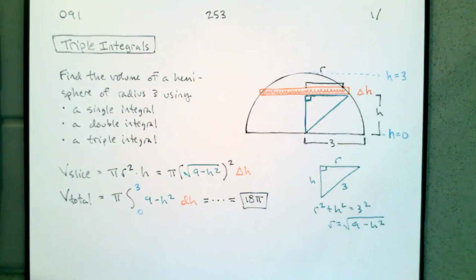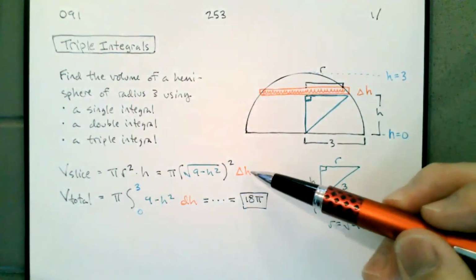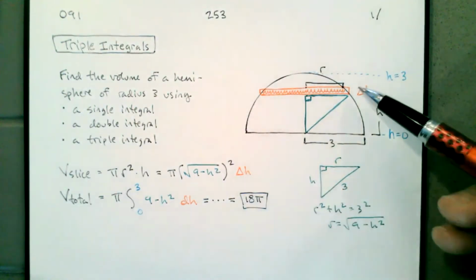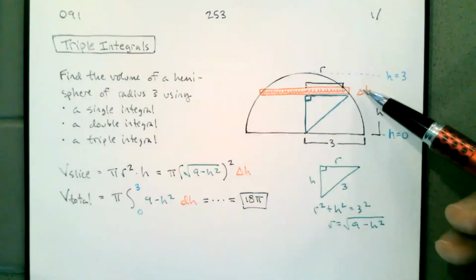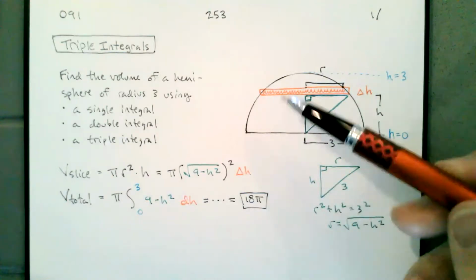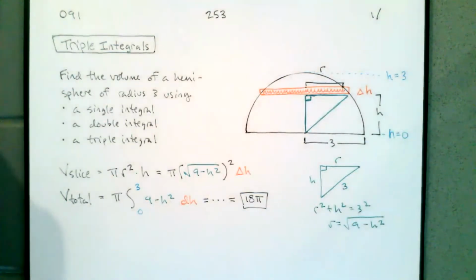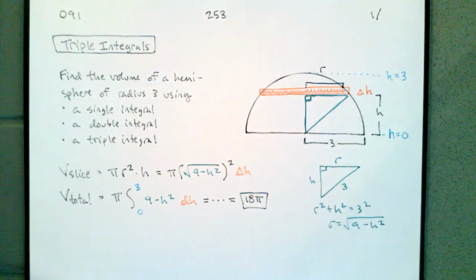So in this case, we got our volume. The delta h was the height, and we got a volume because we had pi times the radius squared. So we found the volume of each of these slices. So there's a single integral that gives us the volume of a hemisphere.